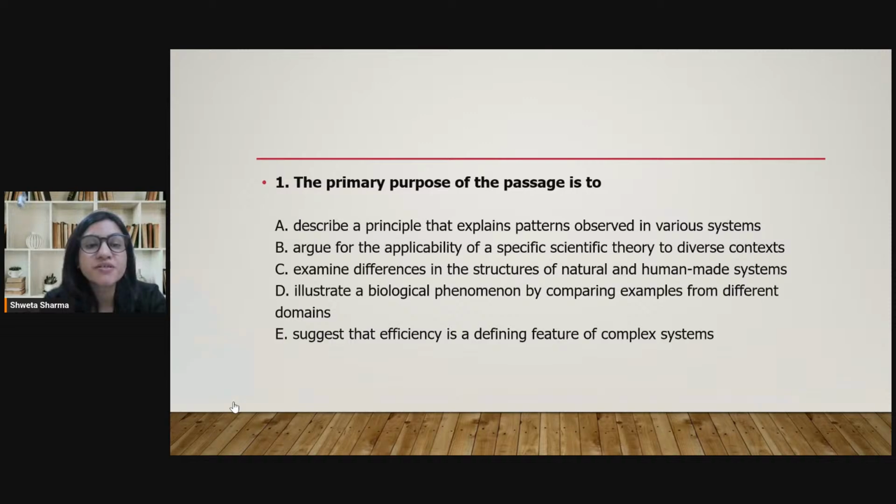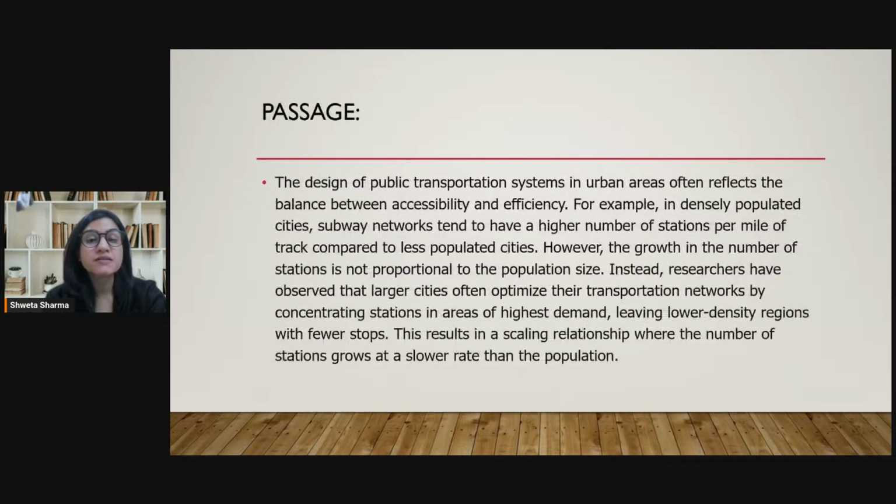Okay, so what is the question about? It's the primary purpose of the passage. Is it to describe a principle that explains patterns observed in various systems, or to argue for the applicability of a specific scientific theory to diverse contexts, examine differences in the structures of natural and human-made systems, or illustrate a biological phenomenon by comparing examples from different domains, or suggest that efficiency is a defining feature of complex systems? Since it's a primary purpose question, I'm letting you quickly have a look at the first paragraph, and then if you're able to figure out the answer, good enough. If not, I'm anyway going to support you with the correct answer.